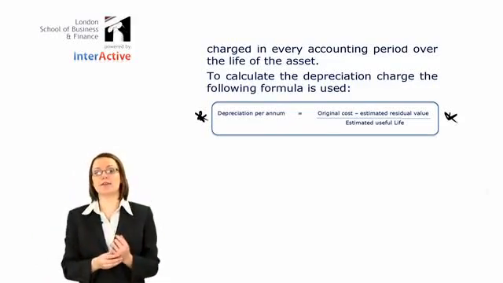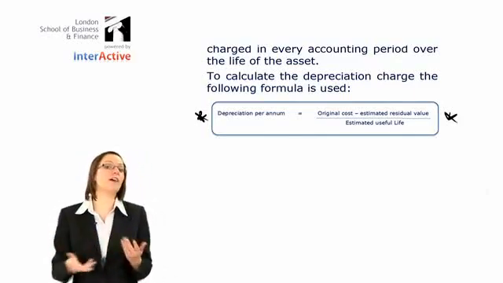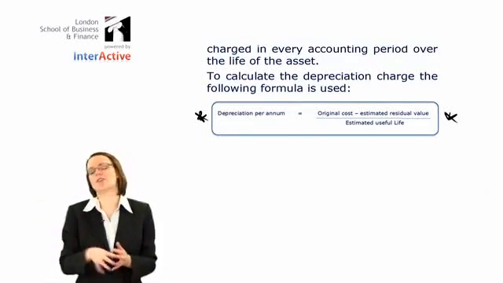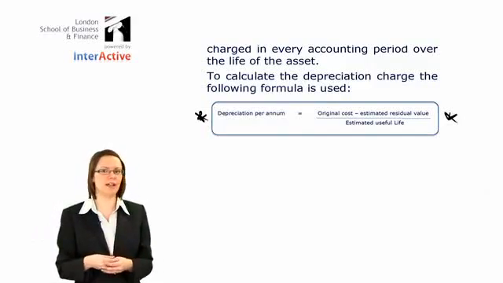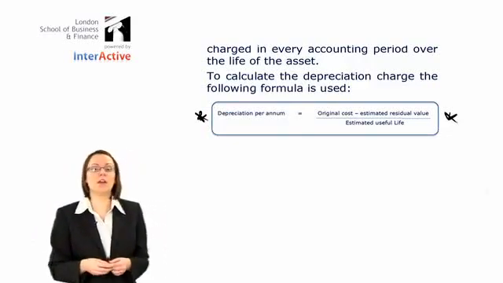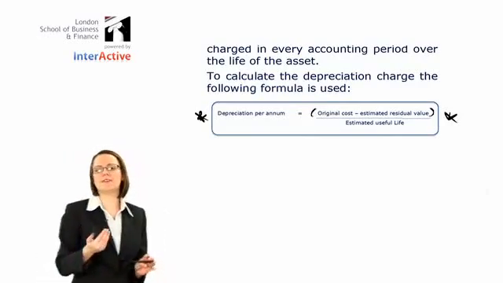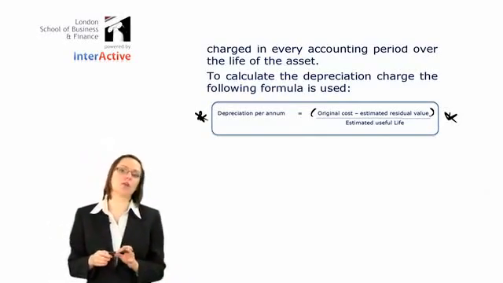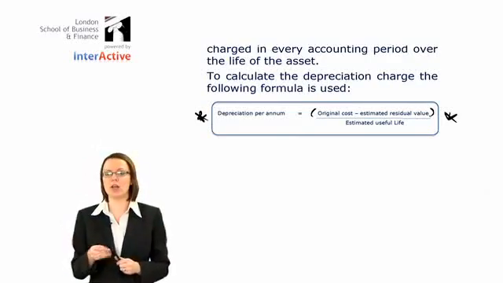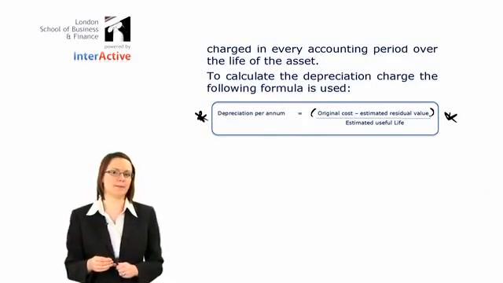Maybe I've bought it for £50,000 as the original cost, but then its residual value may only be £5,000, let's say. That's how much I could sell or scrap that machine for after those 10 years. That's its residual value. And that's minused from the original cost. So, the original cost minus the estimated residual value, we will then divide that by the estimated useful life of the asset. So, how long we think we're going to keep that asset for, and how long that asset will continue to generate us future economic benefits.